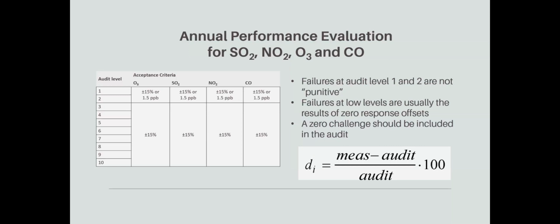Failures at the audit level 1 and 2 are not considered punitive, meaning EPA is not necessarily going to require that your data be invalidated because an audit was failed at those levels. Failures at these lower levels are usually the result of zero response offsets, so you should include a zero challenge in your audit. And the calculation is simply the analyzer response minus the audit concentration, divided by the audit concentration, times 100. That gives you your percent difference.